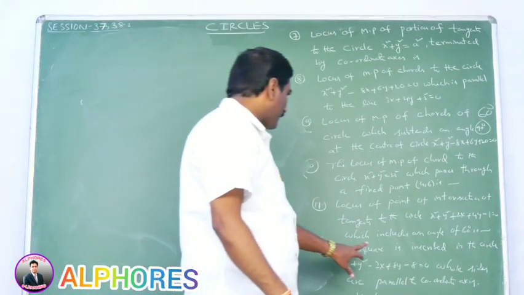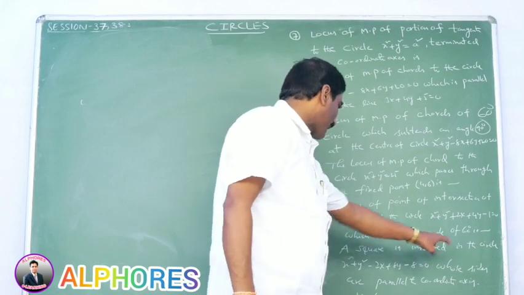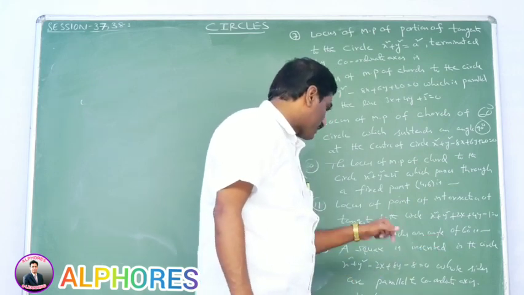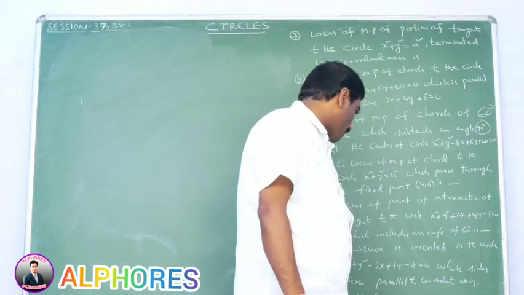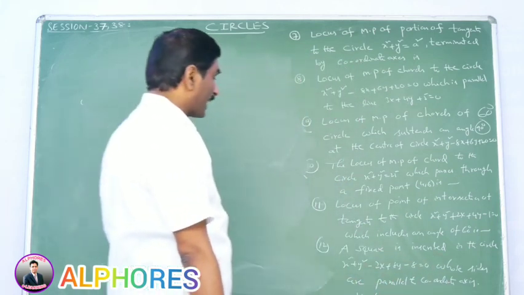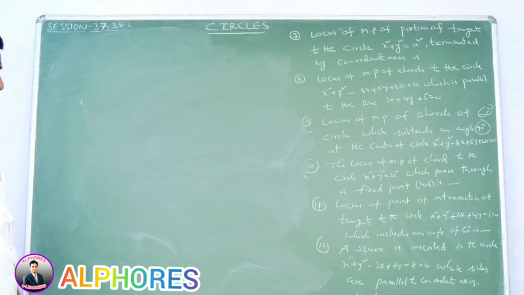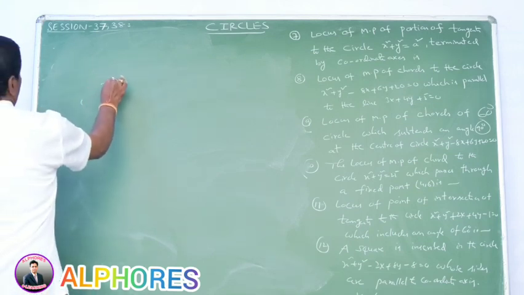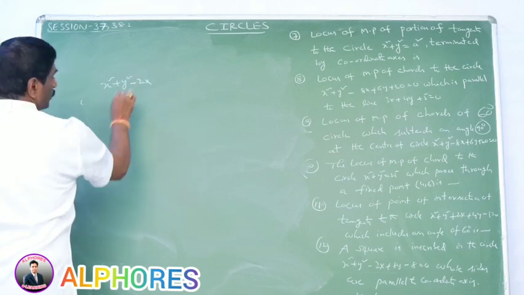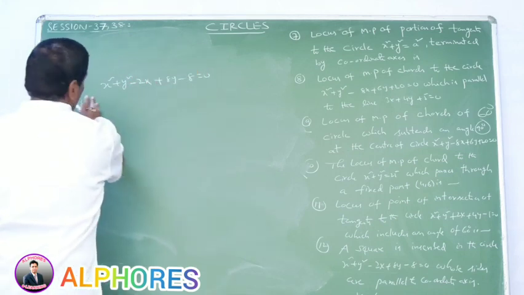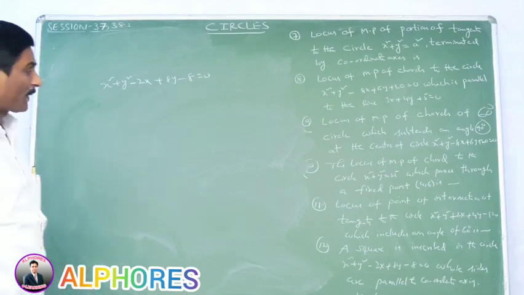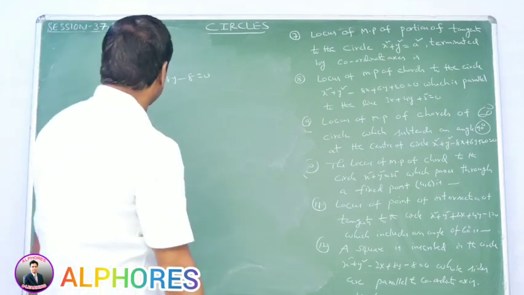A square is inscribed in the circle x² + y² − 2x + 8y − 8 = 0, whose sides are parallel to the coordinate axes. Then the vertices of the square are dash.